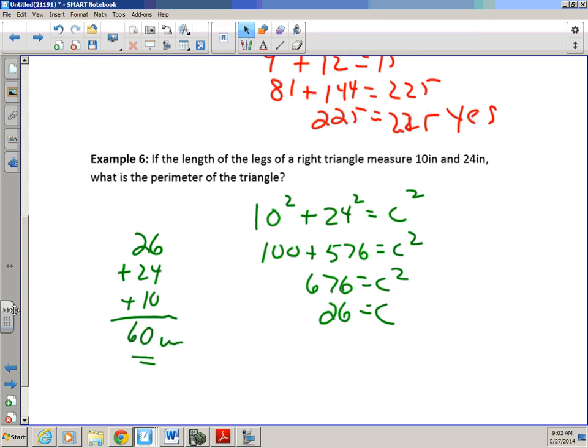So, what we did today, very straightforward, was to use the Pythagorean theorem to find the length of a missing side, or to determine if a triangle is in fact a right triangle by using the Pythagorean theorem.